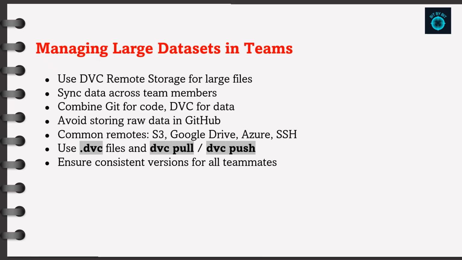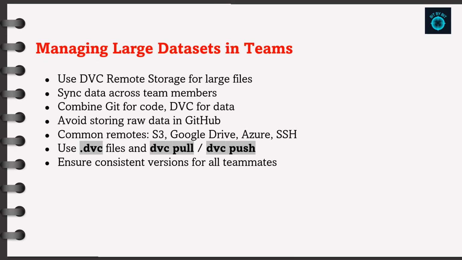Here's how it works in a team environment. Each teammate has the same Git repository, but the data files themselves are not inside Git. They live in a shared DVC remote. When someone updates or adds new data, they use dvc push to upload it. Other teammates can then run dvc pull to download that same version locally. This keeps everyone synchronized. No more missing data file errors, and no more sending datasets through chat or email.